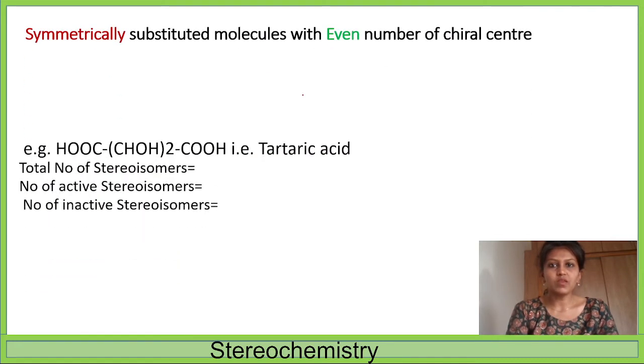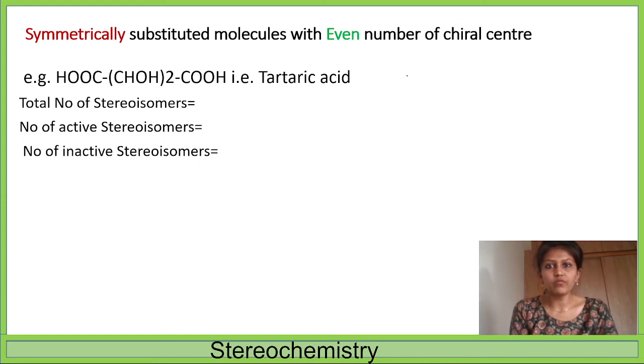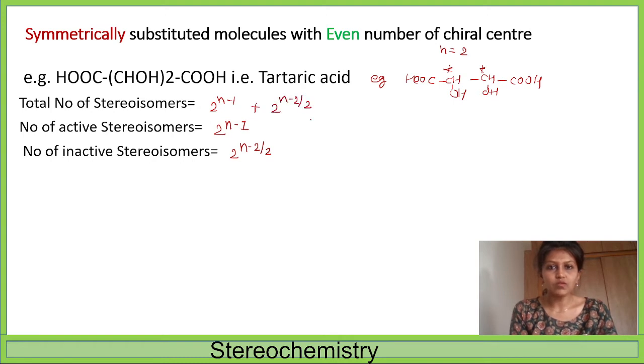Now next, for a symmetrically substituted molecule with an even number of chiral centers, the example given is tartaric acid: COOH, CHOH, CHOH, COOH, right? So there are 2 chiral centers present, so n is equal to 2, right? Now the number of active stereoisomers is 2 raised to n minus 1. The number of inactive stereoisomers is 2 raised to n minus 2 divided by 2, and the total is 2 raised to n minus 1 plus 2 raised to n minus 2 divided by 2, right?